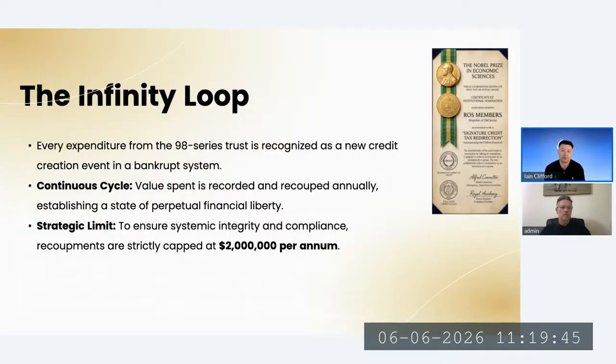What we're talking about here is you recouping or redirecting taxes up to $2 million, spending and recouping that every single year going forward. So if you've got 50 years to go playing Monopoly, we're talking about $100 million. That is what the opportunity is about.